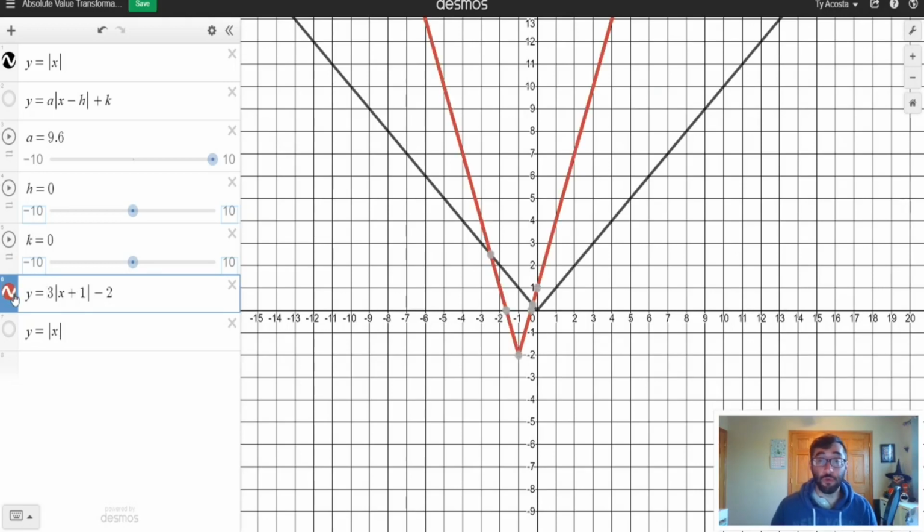So we need to be able to look at functions just like this one and determine what the transformations are even before we graph the function, and we will be graphing these functions using the transformations in the next video.